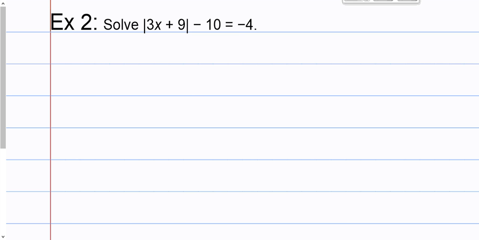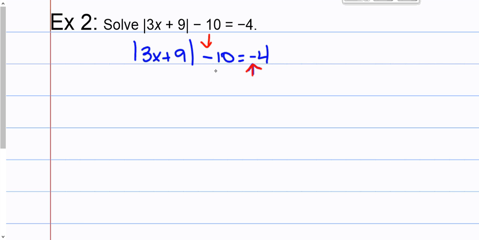All right, example 2. Example 2, we have absolute value of 3x plus 9, now we have a minus 10 equals negative 4. Some of you, because of the last example, are going to be saying right off the bat, hey, this is negative. It's a no solution. That's not true, because even though that's negative, we also have a minus 10 right here. The absolute value has to be by itself for us to determine if it's no solution or if it's solvable.